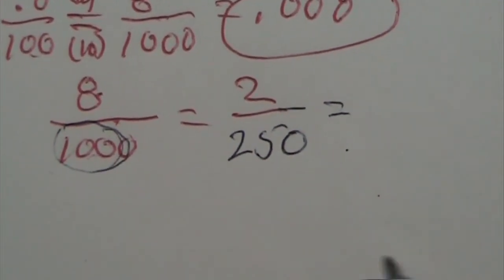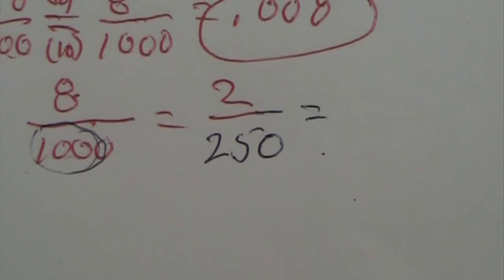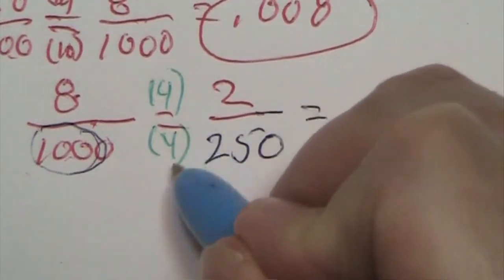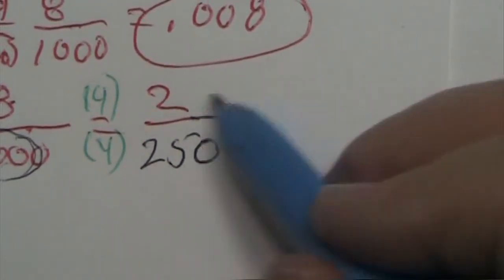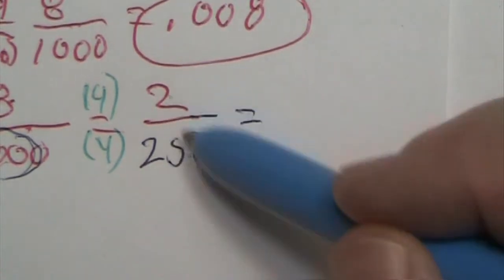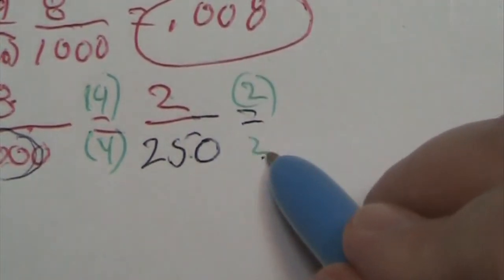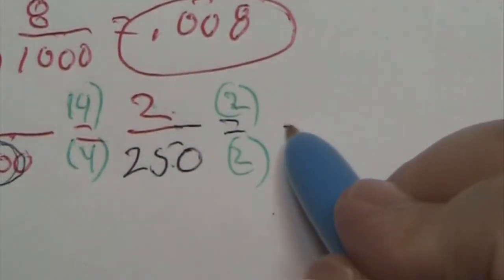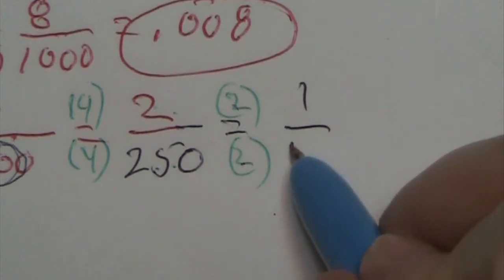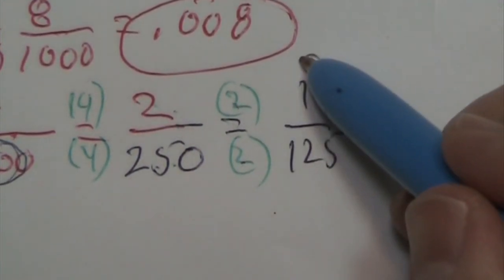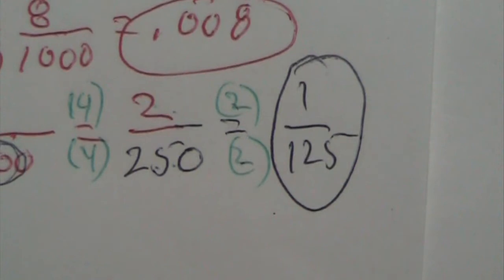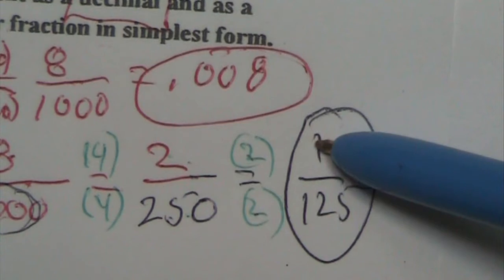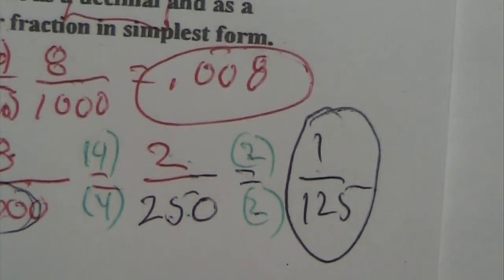Oh, hey, wait a minute. That can be broken down further. So we already divided by 4. We're going to have to scale it down even more. So we're going to have to use 2, because 2 goes into both of those. So if I do that, 2 goes into 2 once, 2 goes into 250, 125 times. So your answer is, we have 2 answers. One, the decimal is 0.008, and the fraction is 1 over 125.